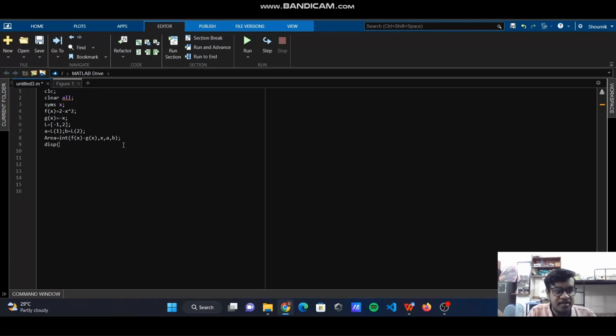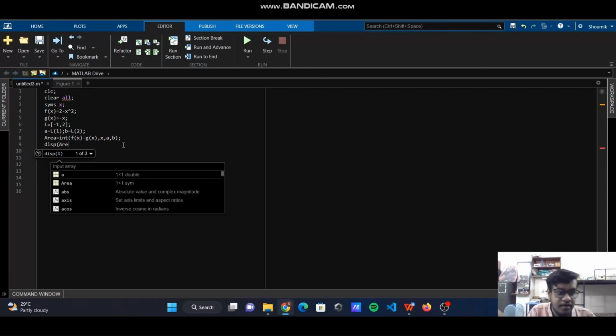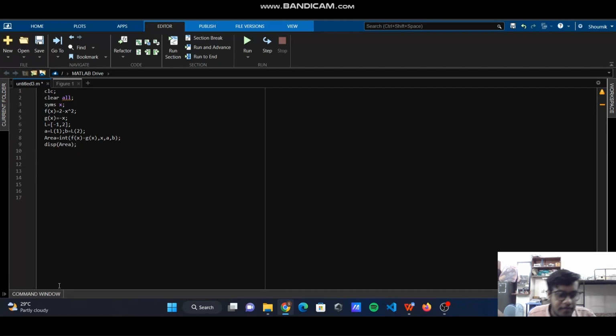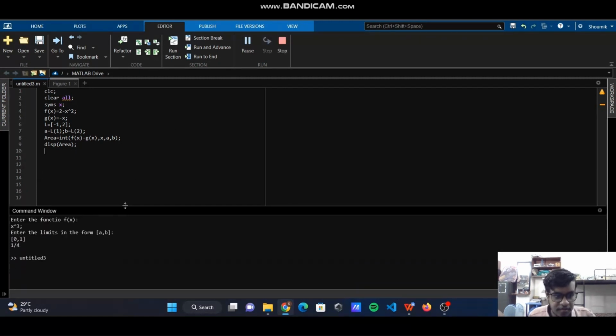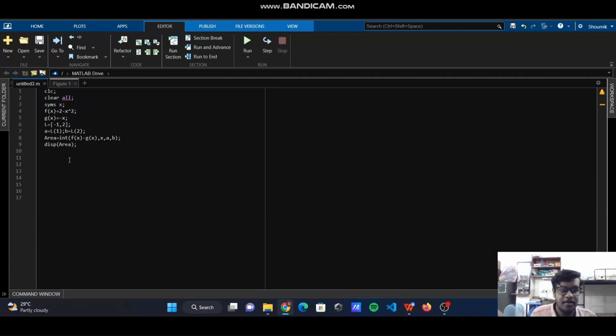Also remember, this thing is case sensitive, so if you write small area, it won't give you anything because it does not know what small area is. It knows what capital AREA is. Beautiful. 9 by 2. That's our answer. You can check it by an integral calculator if you want.